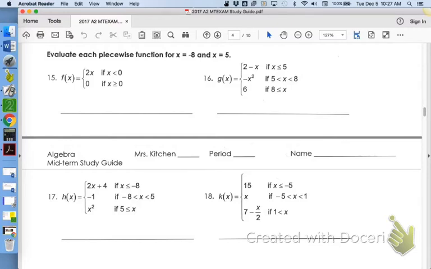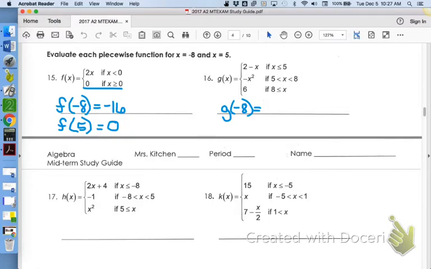Okay, this is a bunch of the same thing, so I'm going to go through this fairly quick. You just have to figure out which graph or which equation to use based on the value. So if x is -8, I'm going to pick just one of these. Don't pick both of them. -8 is less than 0, so it's going to be plugged into this. -8 is not bigger than 0, so this one's disqualified. So 2 times -8 is -16. I'm going to do the same thing with the number 5. This time, 5 is going to use this equation because 5 is bigger than 0. So the answer for anything bigger than 0 is 0. Moving on.